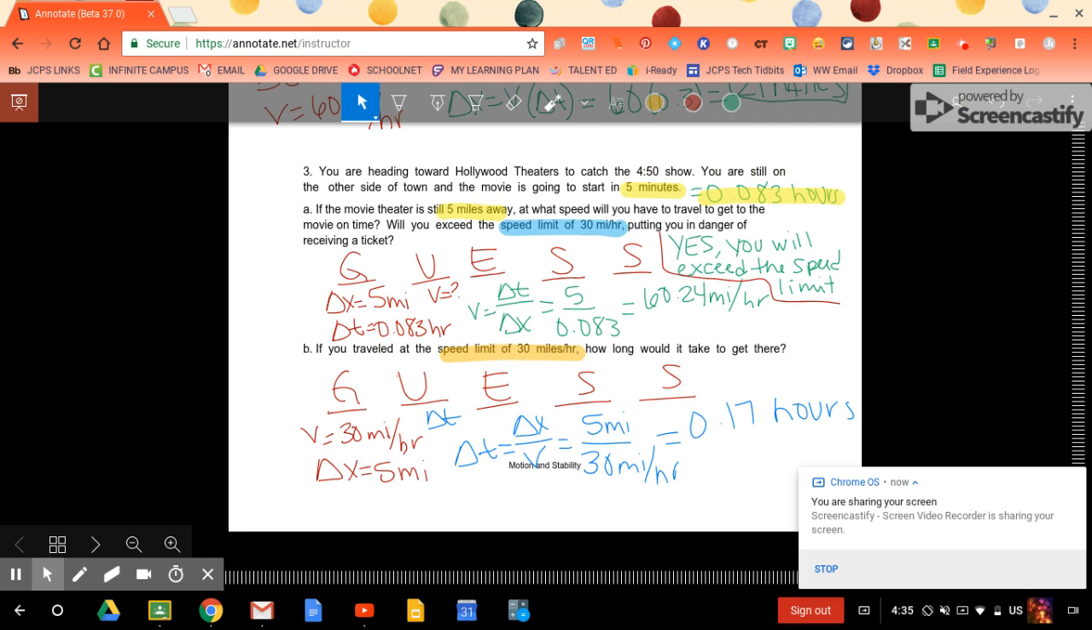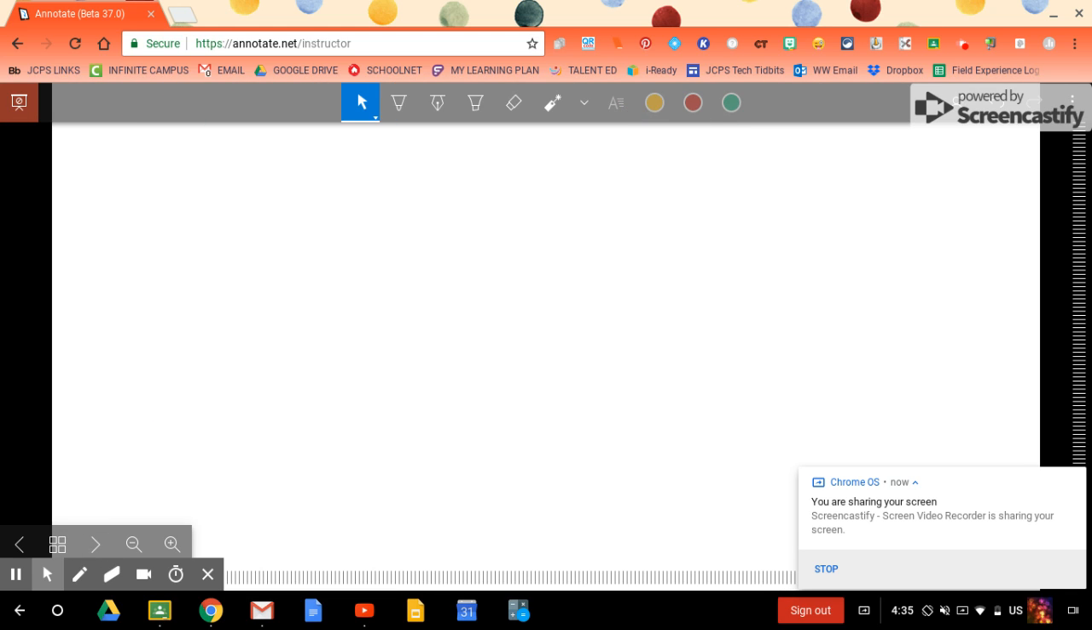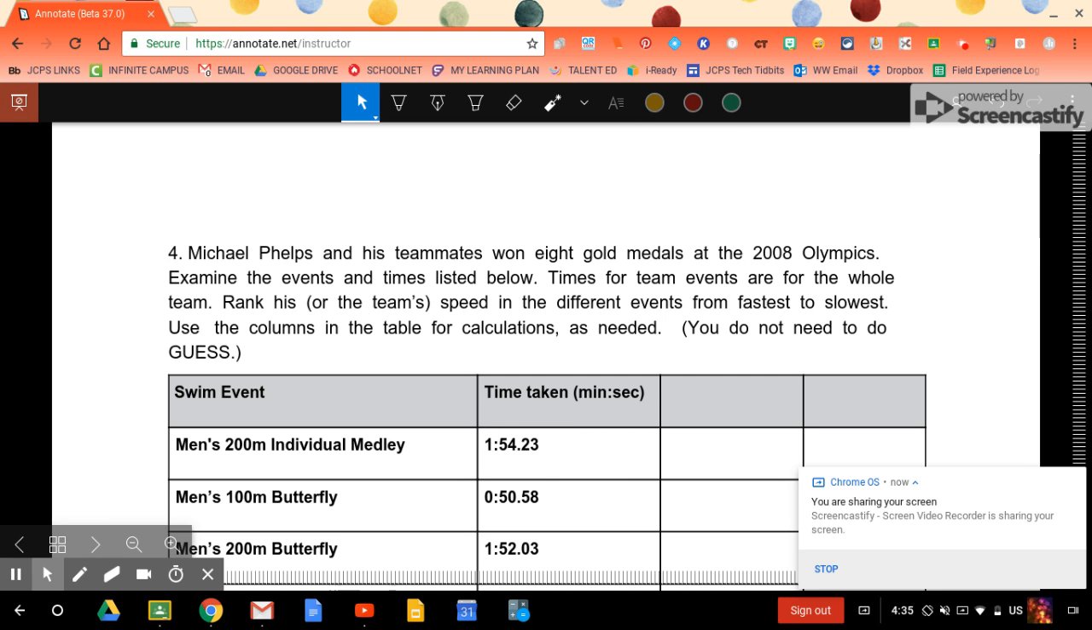Okay, moving on to page 2. On page 2, we have a lot of calculations on this one, so you're going to have to bear with me. It says Michael Phelps and his teammates won 8 gold medals at the 2008 Olympics. Examine the events and times listed below. Teams for events are for the whole team. Rank his or the team's speed in different events from fastest to slowest. Use the columns in the table for calculations as needed.